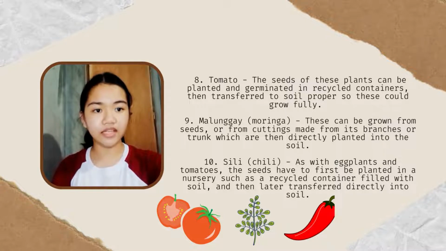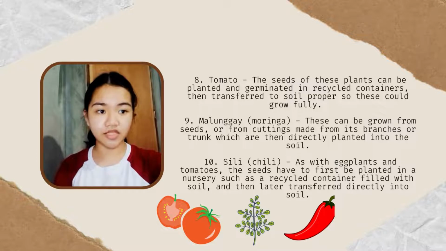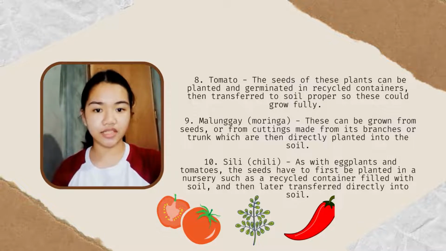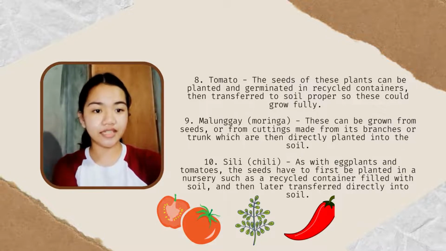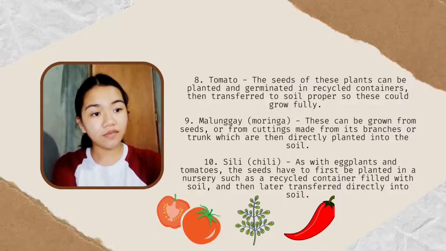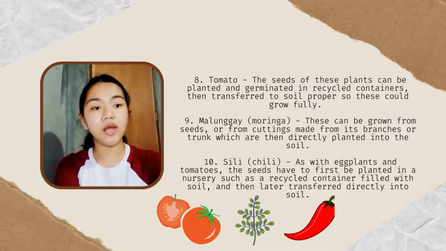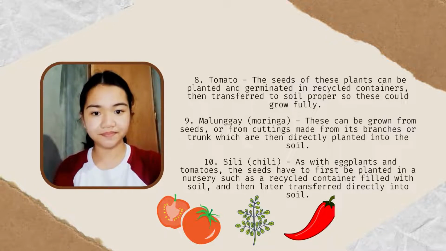Ninth, malunggay, in English, moringa. This can be grown from seeds or from cuttings made from its branches or trunk, which are then directly planted into the soil. Tenth, sili, in English, chili. As with eggplants and tomatoes, the seeds first have to be planted in a nursery such as a recycled container filled with soil and then later transferred directly into soil.